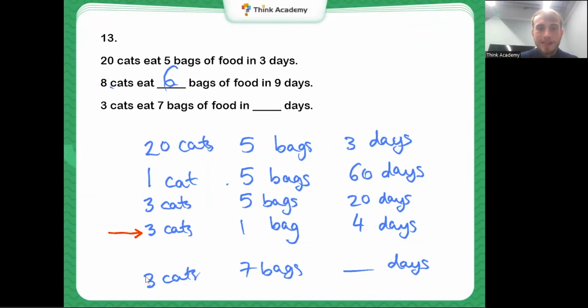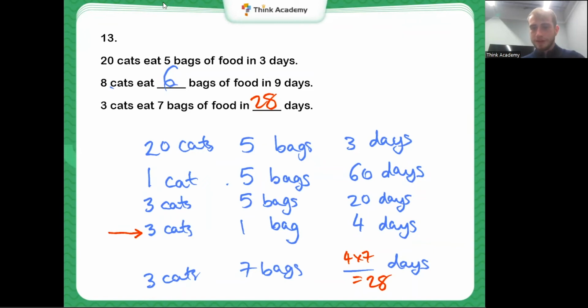So the next one is the same amount of cats, 7 times the food. So I need 7 times the days. So it's 4 times by 7, which is equal to 28 days for that question. So it was really tricky, and you need to just think super carefully about the relationships between them. More cats, less days, changing one thing at a time until you can find what the question is asking you for. Okay.